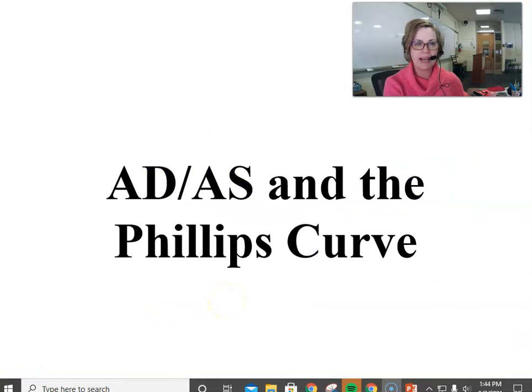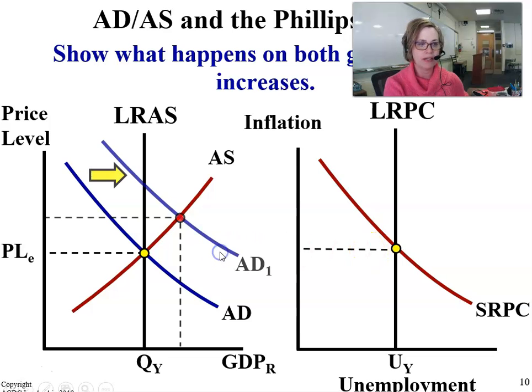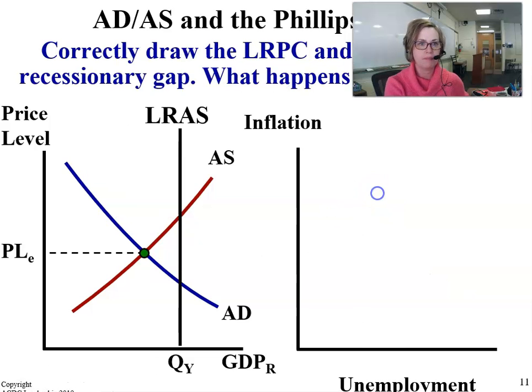Aggregate demand and aggregate supply along with the Phillips curve. So here are the aggregate supply and demand graph on the left and the Phillips curve graph on the right. What happens on both graphs if aggregate demand increases? If aggregate demand goes up, then we have an inflationary gap in the economy here. So unemployment would fall here as shown on the Phillips curve graph, and inflation would go up.